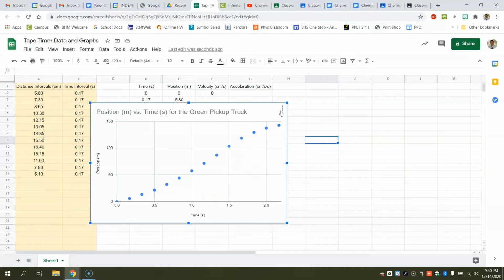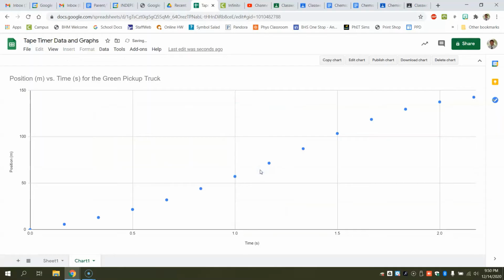Now I'm going to show one more thing here. I'm going to go to these three dots, and I'm going to move it to its own sheet. Okay, down here where it says chart 1, we're going to rename this to be the PT graph. So this is our position versus time graph. Okay, and you've now completed the first graph.